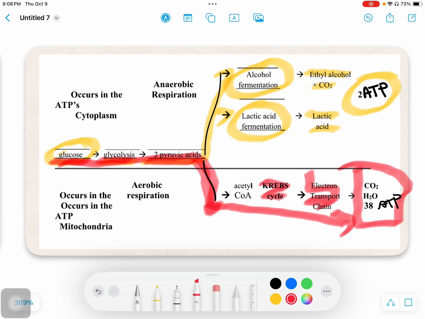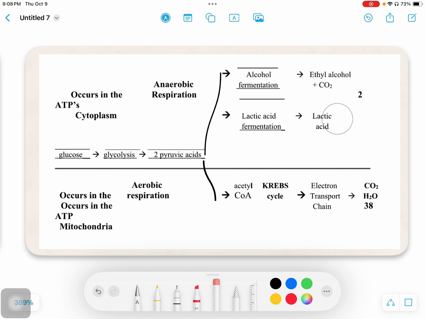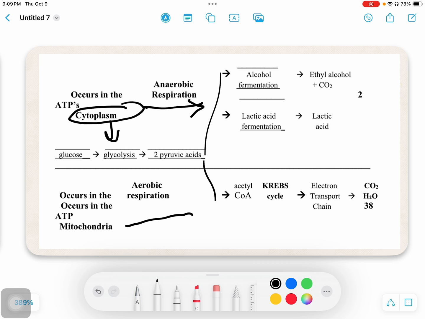So the big things to know is, one, we always are going to start with glucose, and then we're going to move it through glycolysis to then move on from there. This very beginning stage always is going to occur in the cytoplasm. So glycolysis is always taking place in the cytoplasm, and then fermentation, okay? And then once we get into aerobic respiration, that's when it's going to move into the mitochondria.